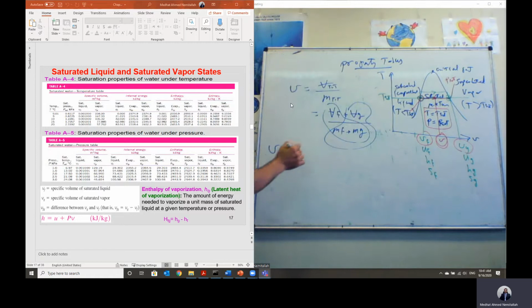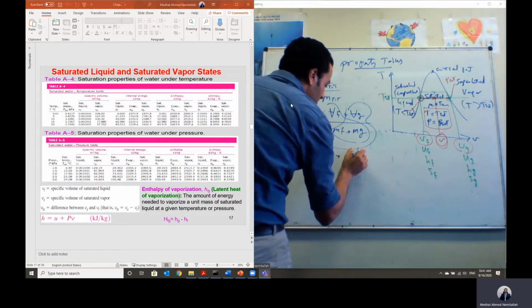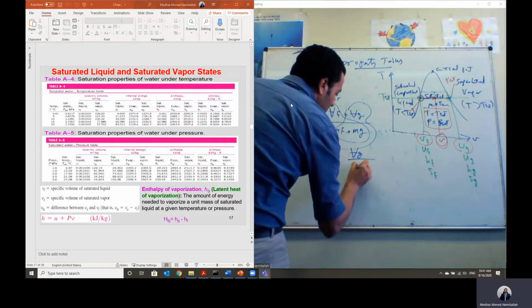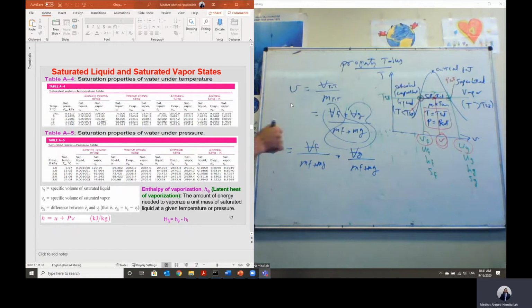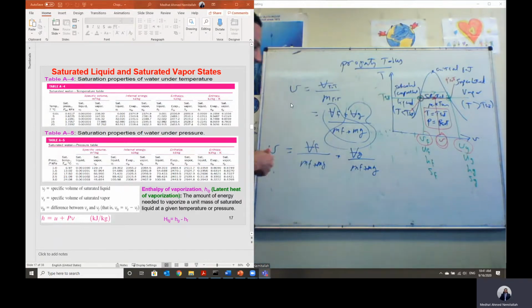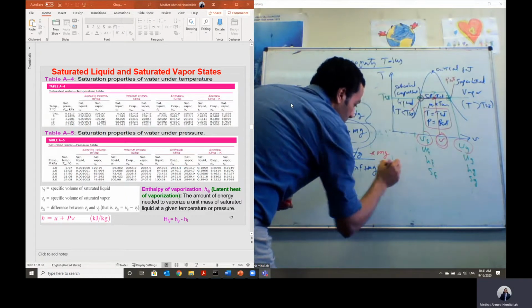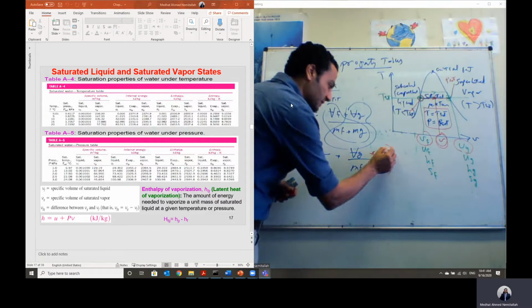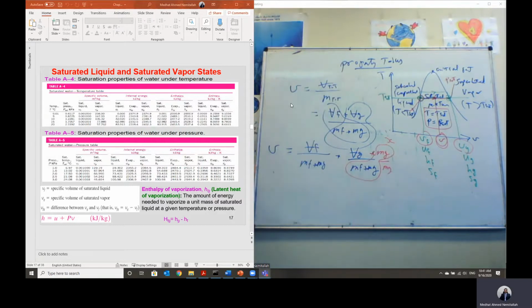Then the specific volume will equal V fluid divided by the total mass, mass of fluid plus mass of gas, plus V gas divided by the total mass, which is mass of fluid plus mass of gas. Let's multiply this term first by mass of gas and divide by mass of gas. So mass of gas divided by total mass, this term is the quality of the mixture X.